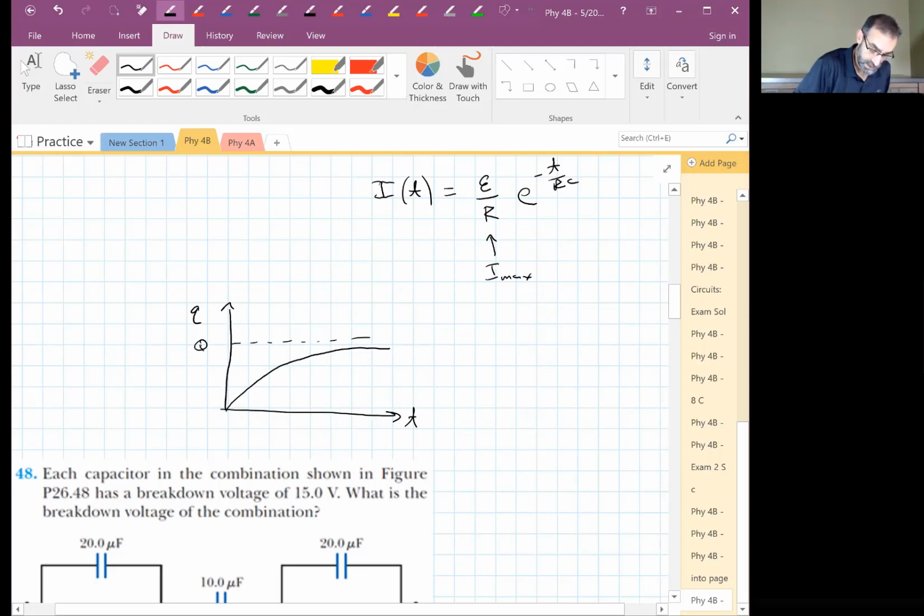If I plot these, we get our Q as a function of time. This is Q max. And your current does just the opposite. Starts at maximum and decays to 0.